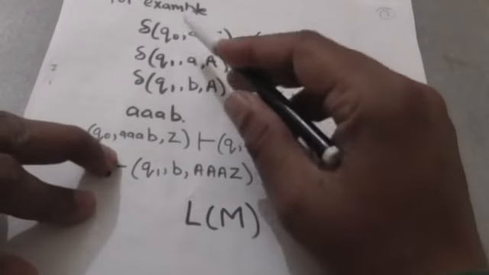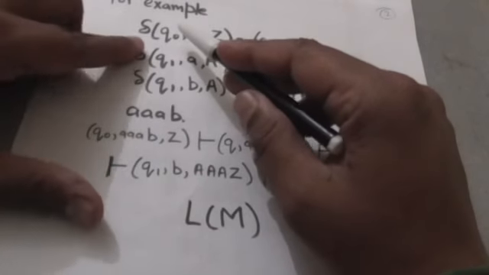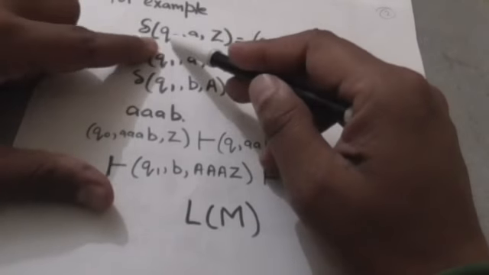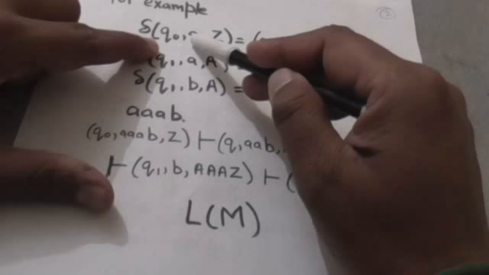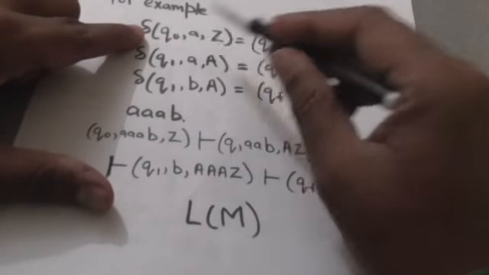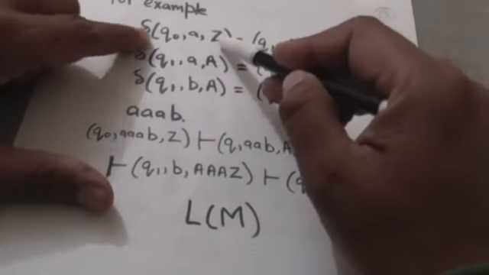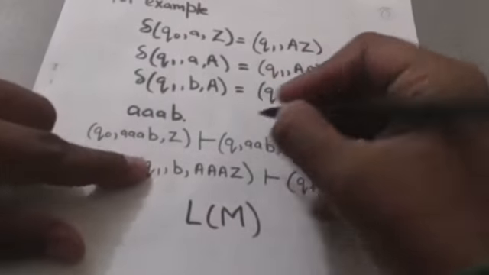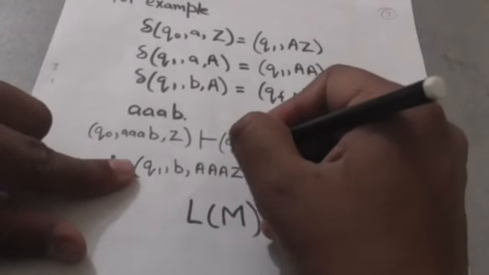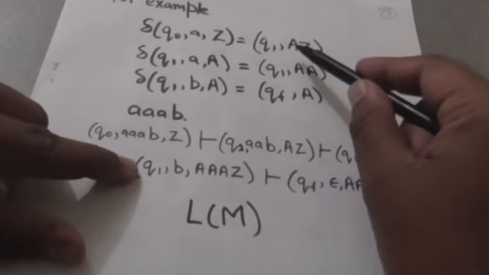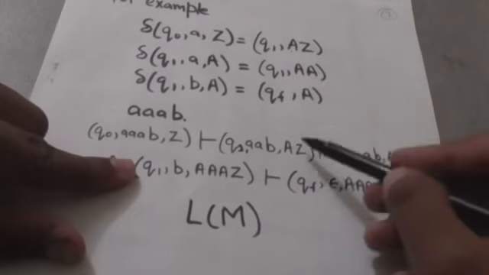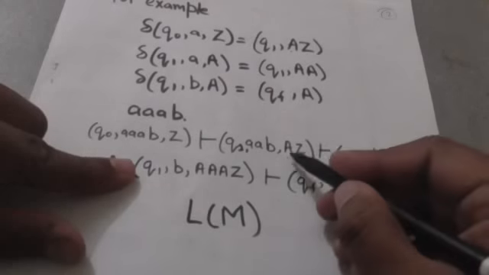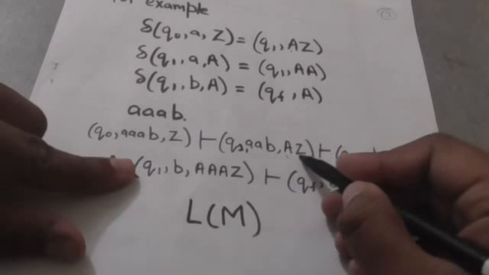Now see this transition. When Pushdown Automata is in state Q0, and it reads an input symbol A, and top element of the stack is Z, then it will jump to state Q1, and stack symbol A will be pushed on stack. Now stack will contain these two stack symbols A and Z.